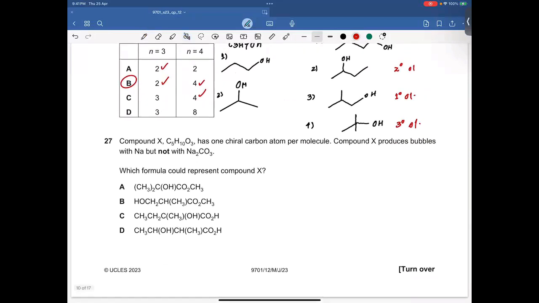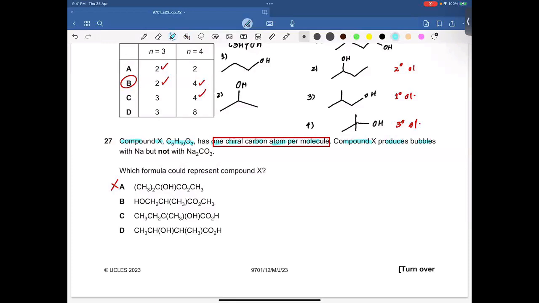Okay, question 27. Compound X, C5H10O3, has 1 chiral carbon atom per molecule. That's a very, very powerful statement. That 1 chiral carbon is present in the molecule. So option A is incorrect because there is no chiral carbon atom.